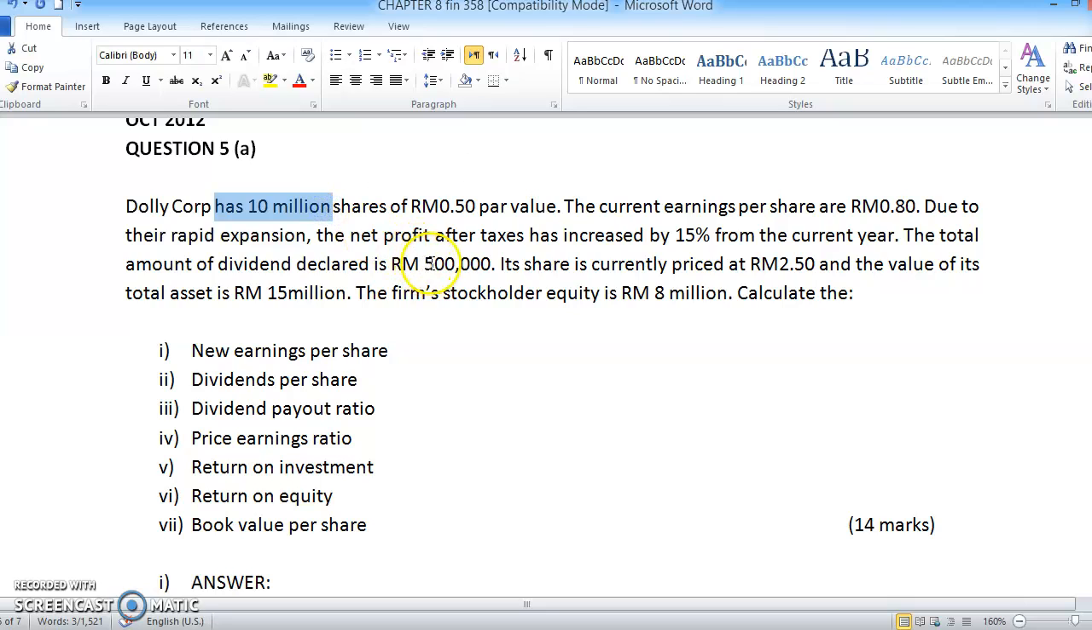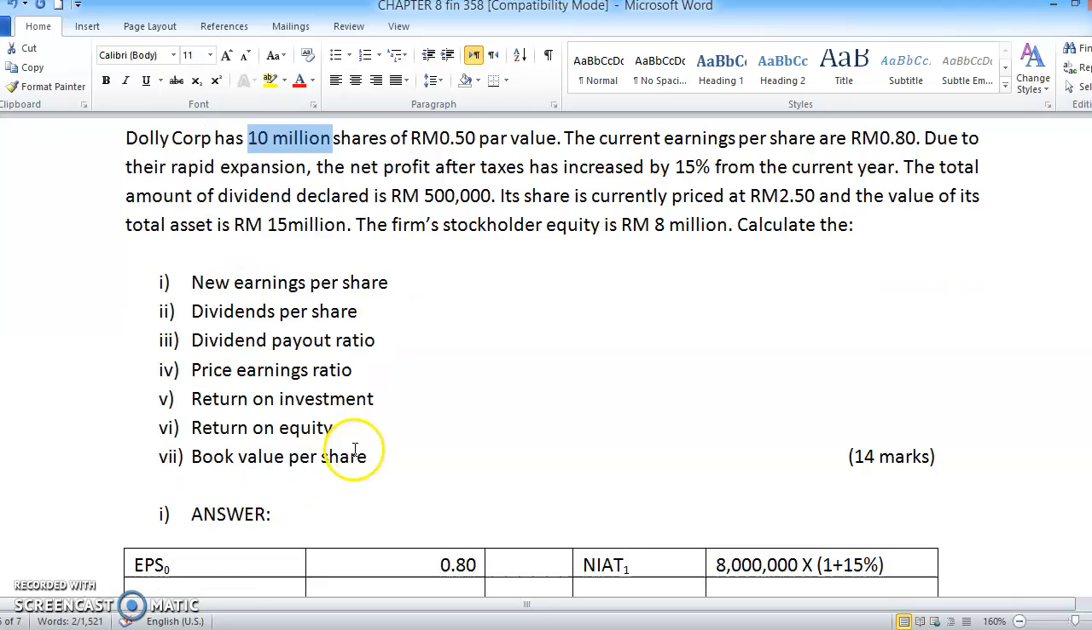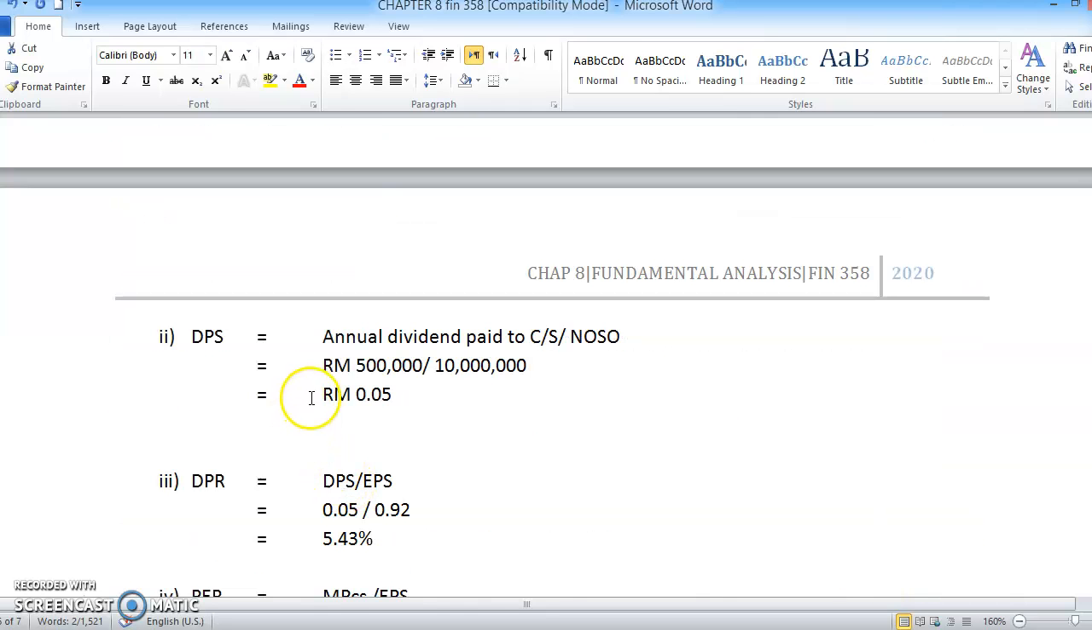So kita kena bagi 500,000 bahagi dengan 10 million. So you akan dapat, yes, RM0.05. So this is the correct answer lah. 5 sen untuk 1 unit share for the DPS yang akan dibayar kepada pemegang saham.